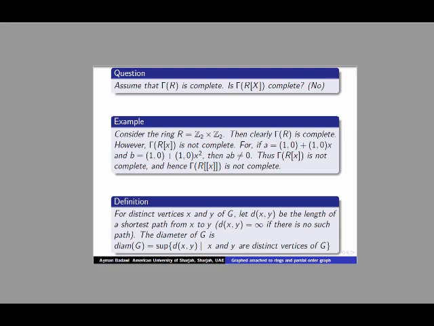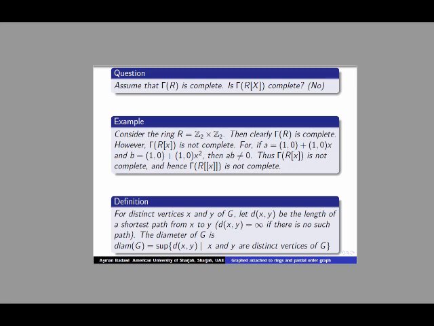Okay, here is a question. Assume the zero divisor graph is complete. What can we say about the zero divisor graph of the polynomial ring? The answer is no. If the zero divisor graph of the ring R is complete, that does not mean the zero divisor graph of the polynomial ring is complete. And here is the example.